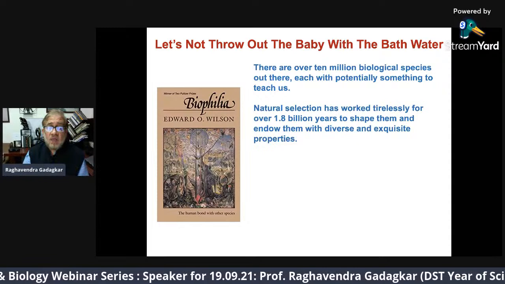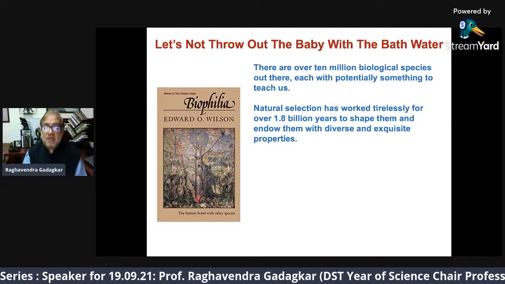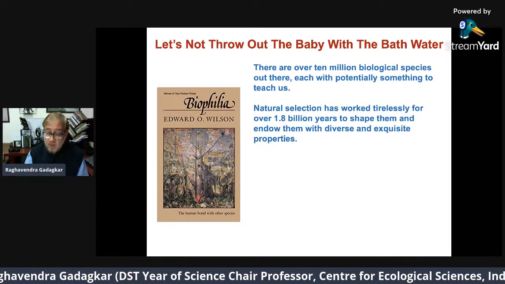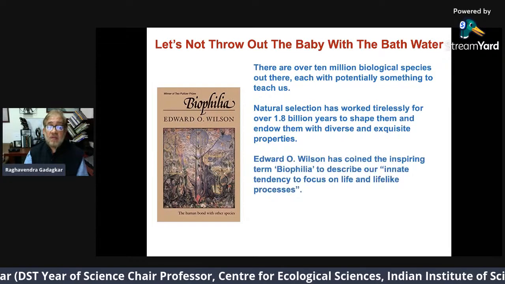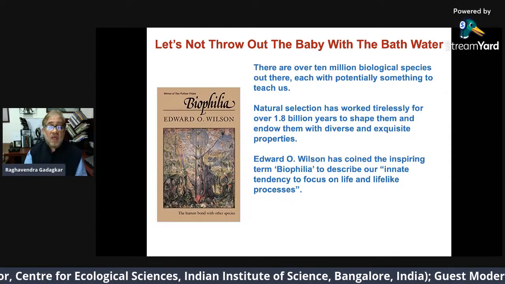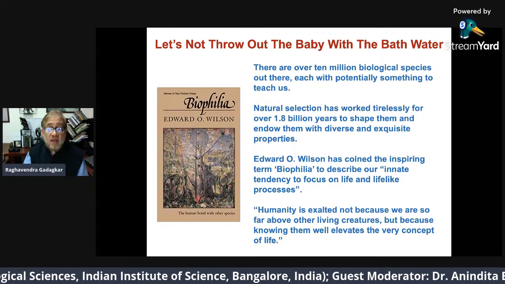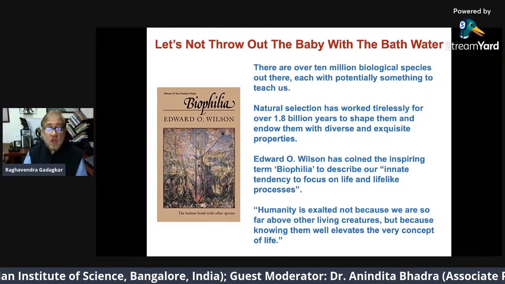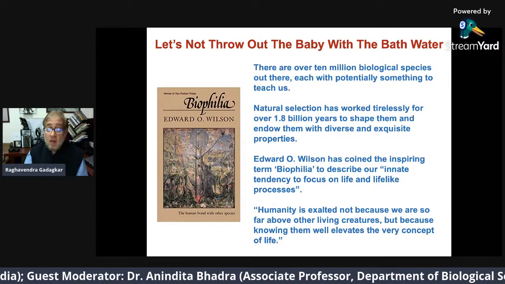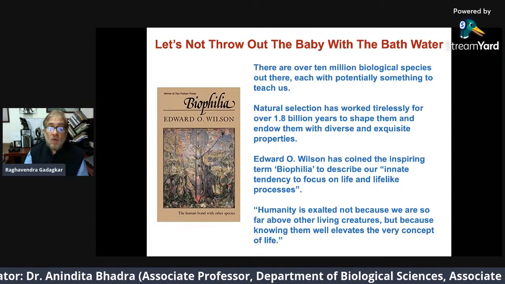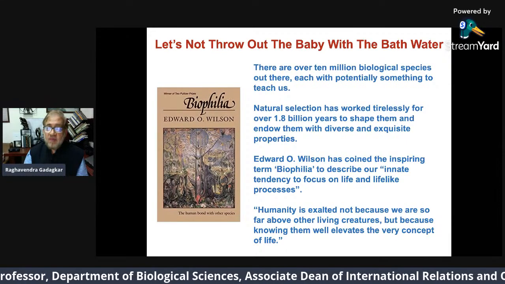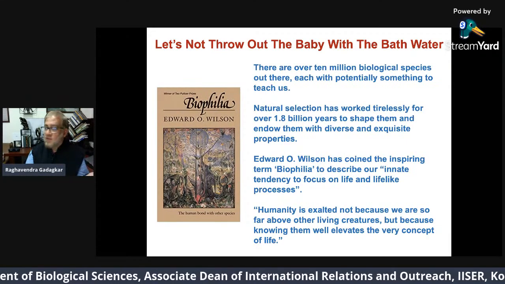Natural selection has worked tirelessly for over 1.8 billion years to shape these species and endow them with diverse, exquisite properties. Edward O. Wilson has coined the inspiring term biophilia to describe our innate tendency to focus on life and lifelike processes. Humanity is exalted not because we are so far above other living creatures, but because knowing them well elevates the very concept of life. The greatness of human beings is that they can know and learn from other folks.